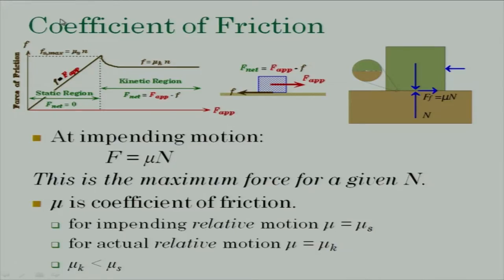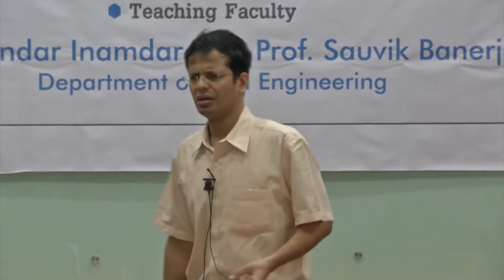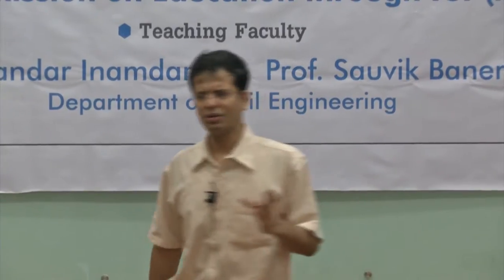Note one thing, that by and large, again, this is not a law of nature, but for many engineering problems, it has been seen that mu s is more than mu k, pardon me. A kinetic friction coefficient is typically smaller than the static friction coefficient. Do you have any practical example? I will tell you one very funny example of where it manifests itself that mu k is less than mu s.